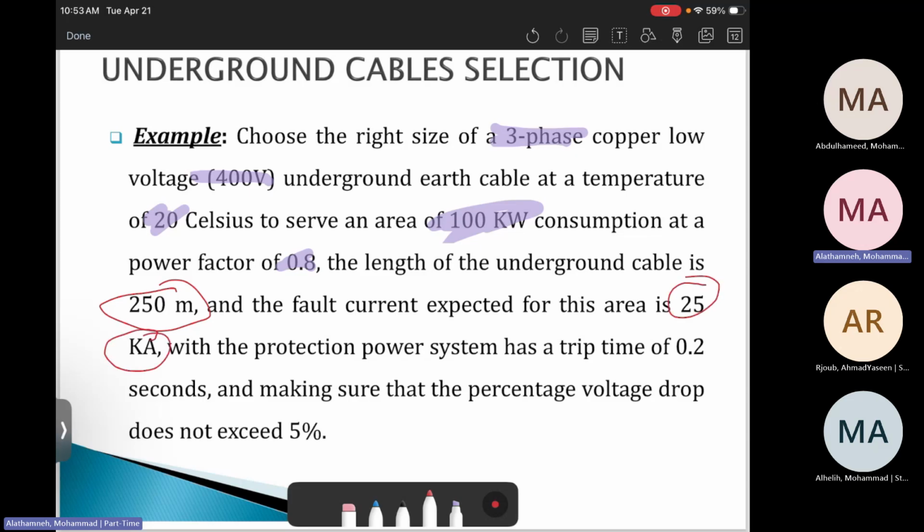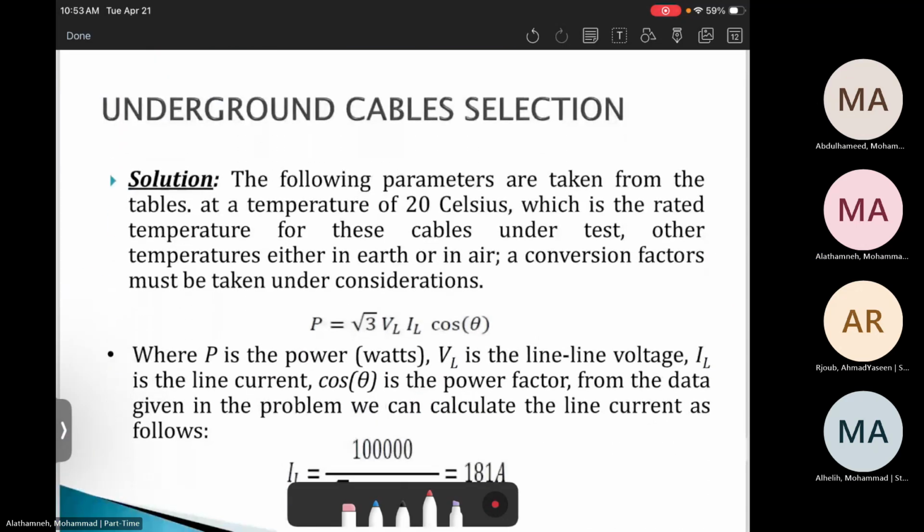Oh, wow, it's too much. But the protection power system has a trip time of 0.2 seconds, and we need to make sure the percentage voltage drop does not exceed 5%. So we need to calculate the right size that can handle all of these conditions. The first thing, we need to make sure that the temperature will not exceed 20 Celsius degrees.